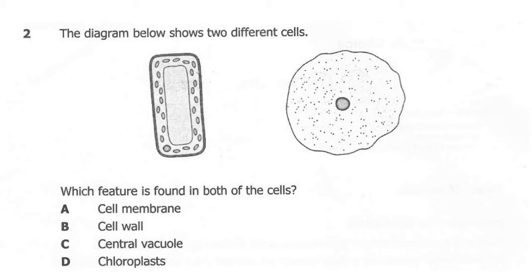Question number 2. The diagram below shows two different cells. Which feature is found in both of the cells? A. Cell membrane. B. Cell wall. C. Central vacuole. D. Chloroplast. You can leave your answer in the comment section.